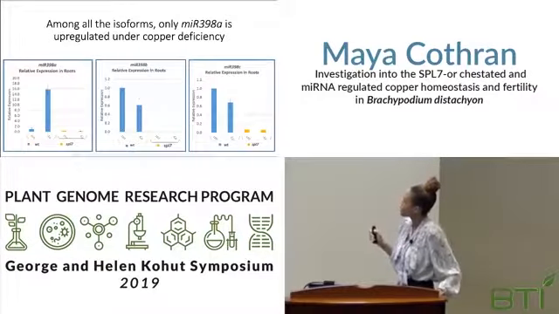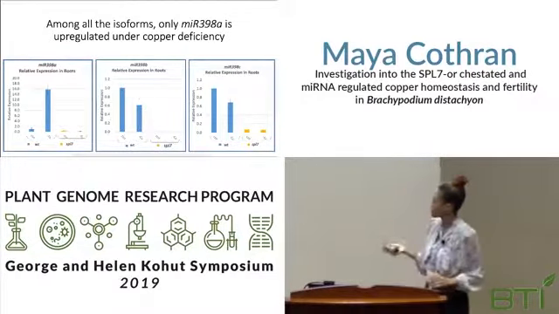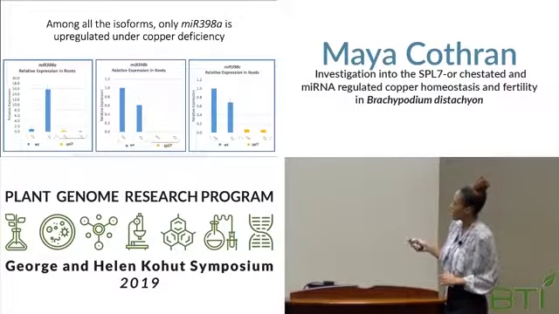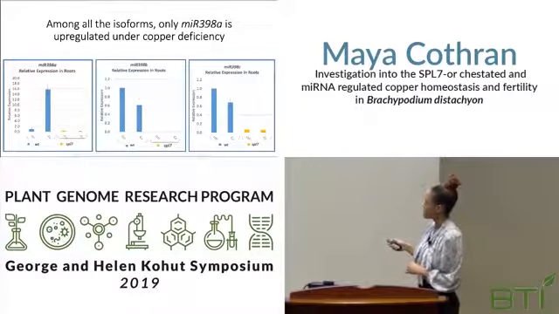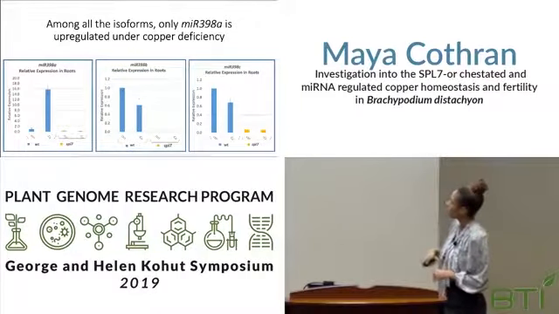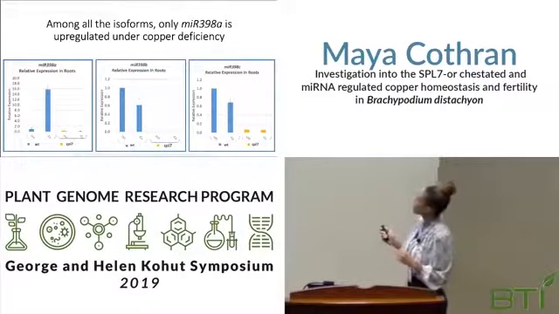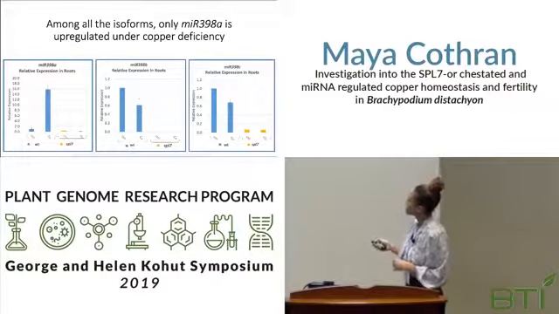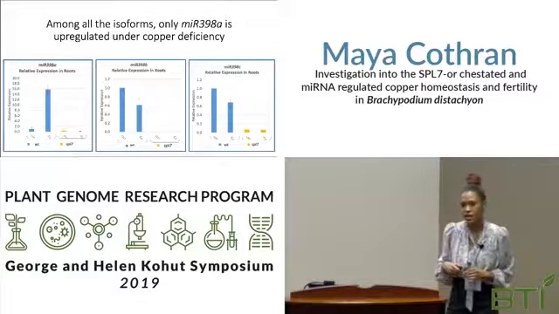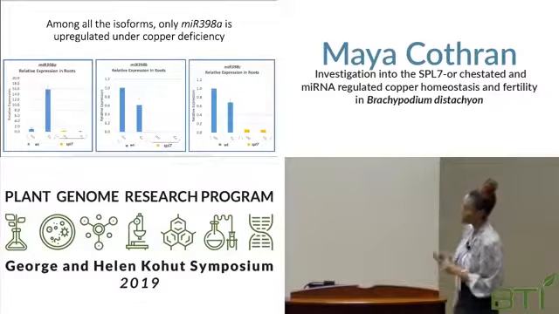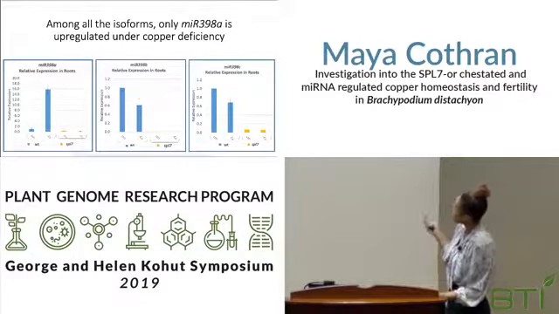All right, and so now we can look at each isoform individually. You can see that I grew both control and grew wild type and SPL7 in both control and minus copper. And among all 3 of the isoforms, only isoform A is upregulated in copper deficiency in roots. And as you can see, both B and C are downregulated in copper deficiency.